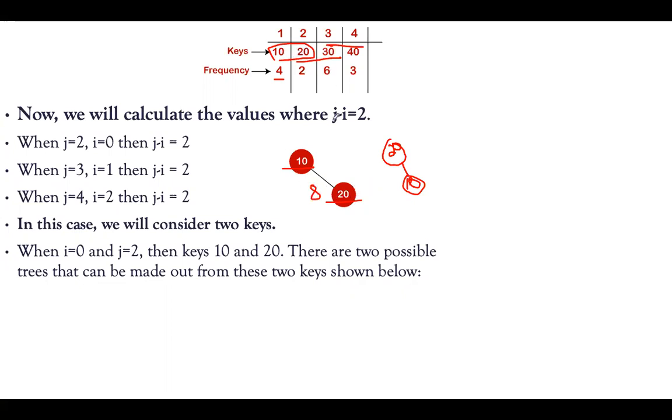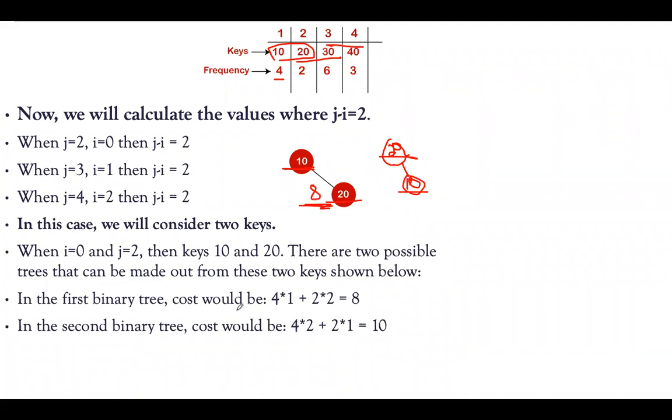First, I will take these 2 keys, 10 to 20. For 10, only one comparison, 1 into frequency 4, that is 1 into 4. For 20, 2 comparisons, 2 into 2, 4. 4 plus 4, 8. Here, if 20 is the root and 10 is its child, how many comparisons for 20 only? 1 comparison, 1 into 2. For 10, how many comparisons? 2 comparisons, 2 into 4. This will be 8 plus 2, 10. So among these two tree organizations, this is the better tree organization where I will get the cost as 8.